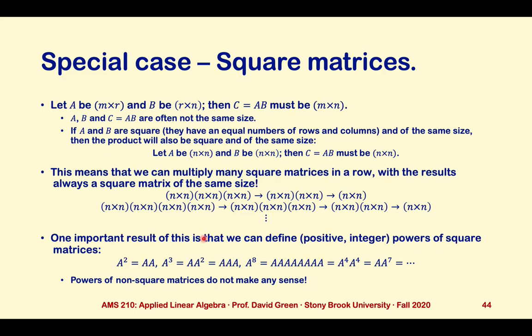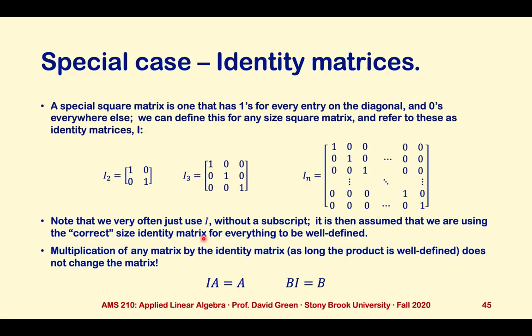Okay, that's one special case. Another really special kind of matrix is something called the identity matrix. The identity matrix is a square matrix that has ones for all of the entries on the diagonal. That is, the entries where the row and the column are the same. Entry 1,1, entry 2,2, 3,3, and so on. But has zeros everywhere else. We can define such an identity matrix for any square size.